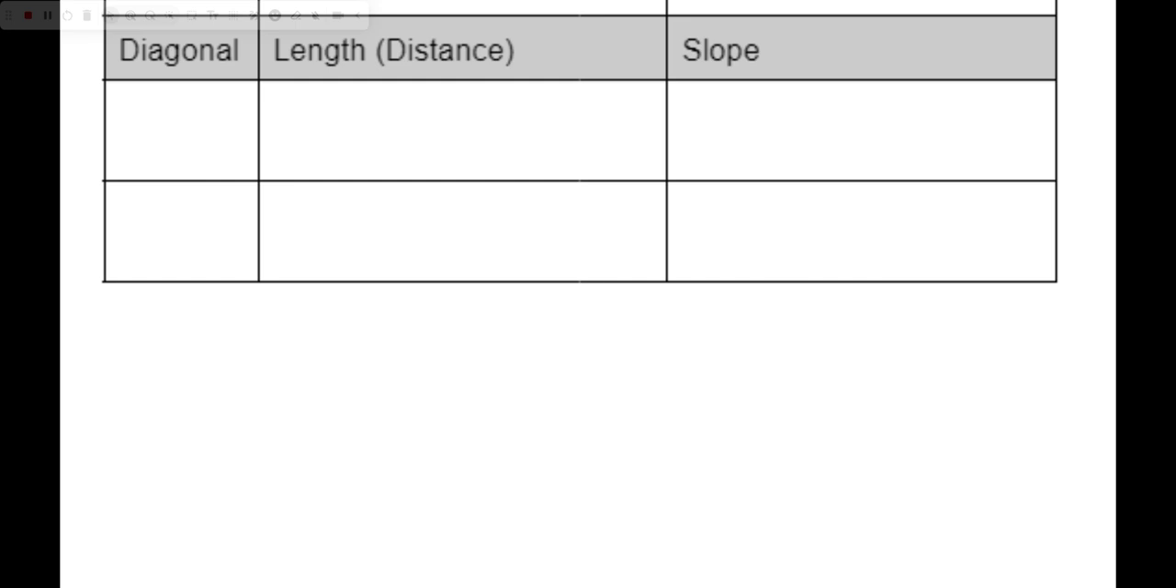So when I find the lengths of my diagonals, they're the imaginary segments that go through the shape. So AC is a diagonal and BD is a diagonal. So pause the video and find those lengths.